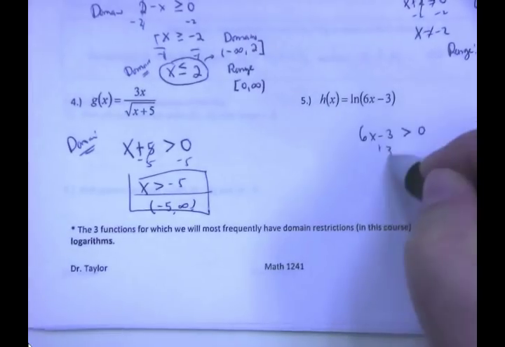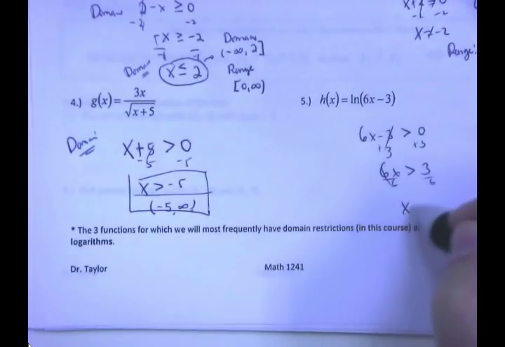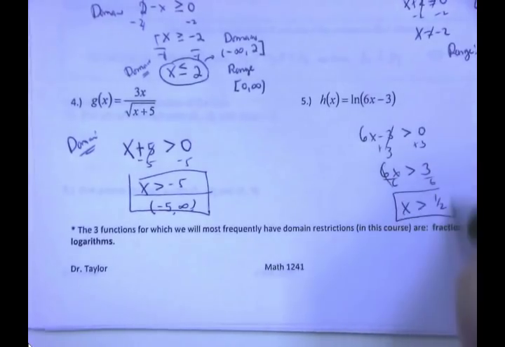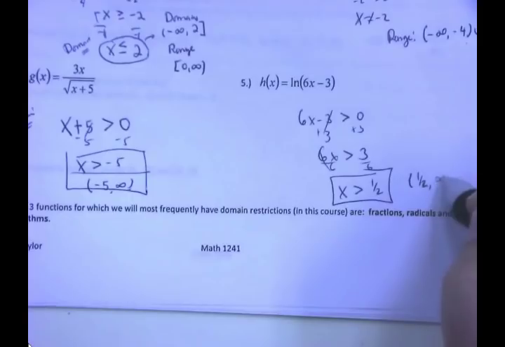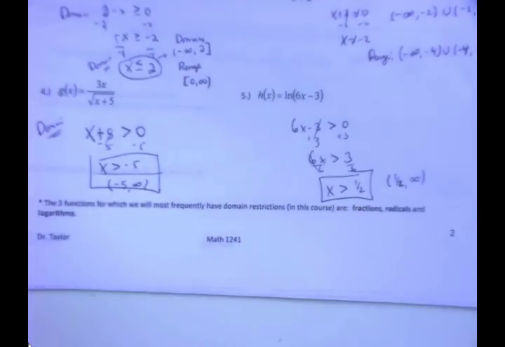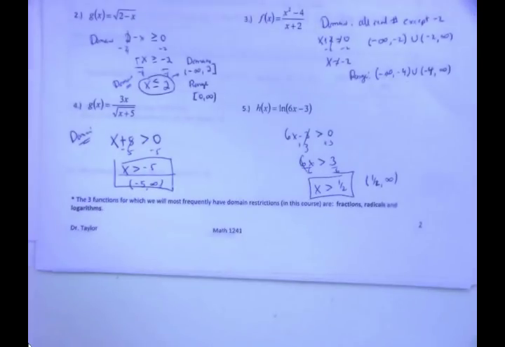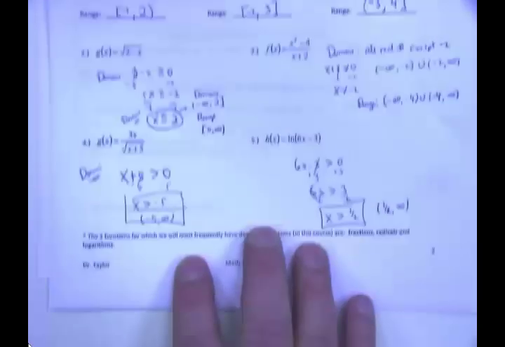Add 3 to both sides. I get 6x greater than 3. Divide by 6 on both sides. X is greater than 1/2. And there's my answer. Or, in interval notation, from 1/2, open parenthesis there, to infinity. Interval notation. Does that make sense? Questions?